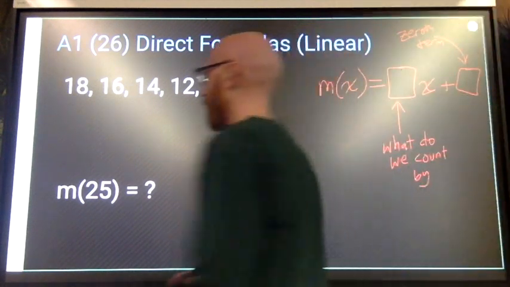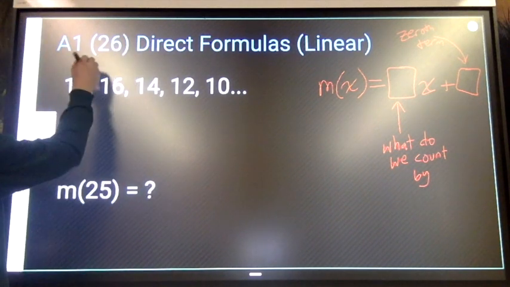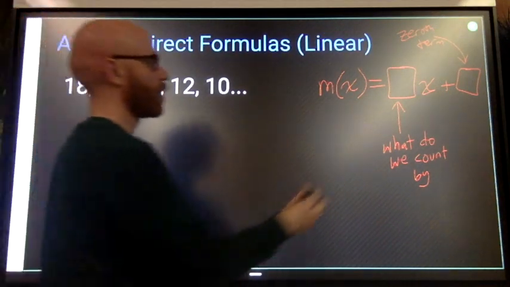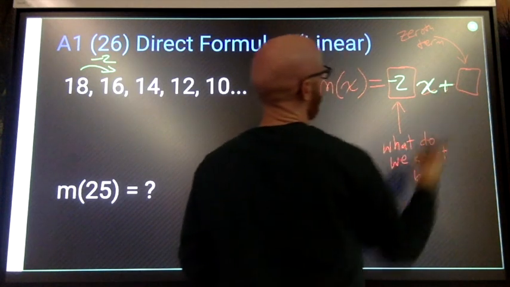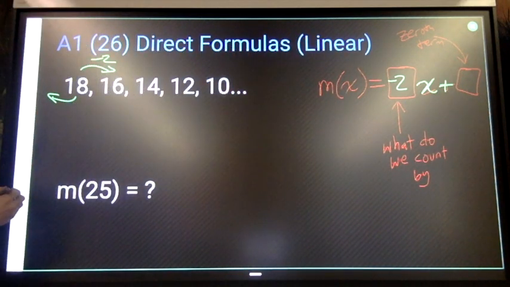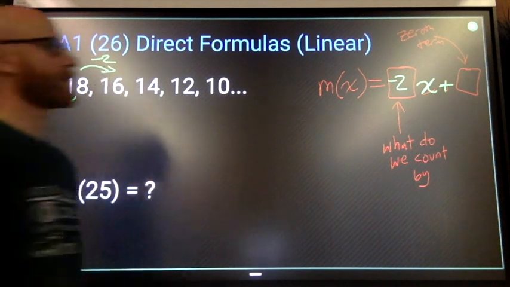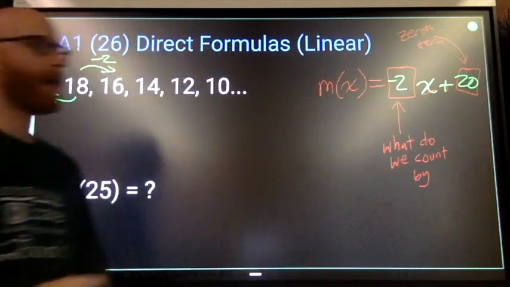Okay, so what are we counting by? We're counting by 2s, but we're counting down by 2. All right, down by 2. So negative 2x plus, which term should come before 18? 20. 20, 18, 16, 14. So negative 2x plus 20 is my pattern rule.